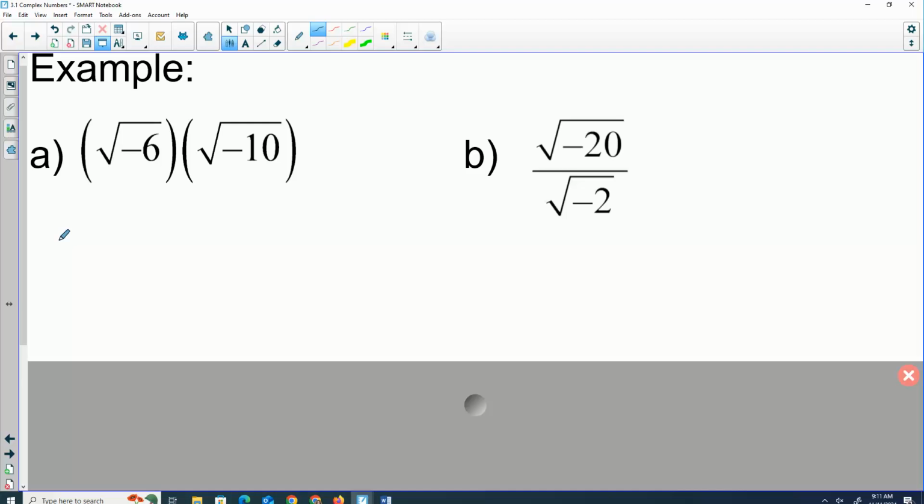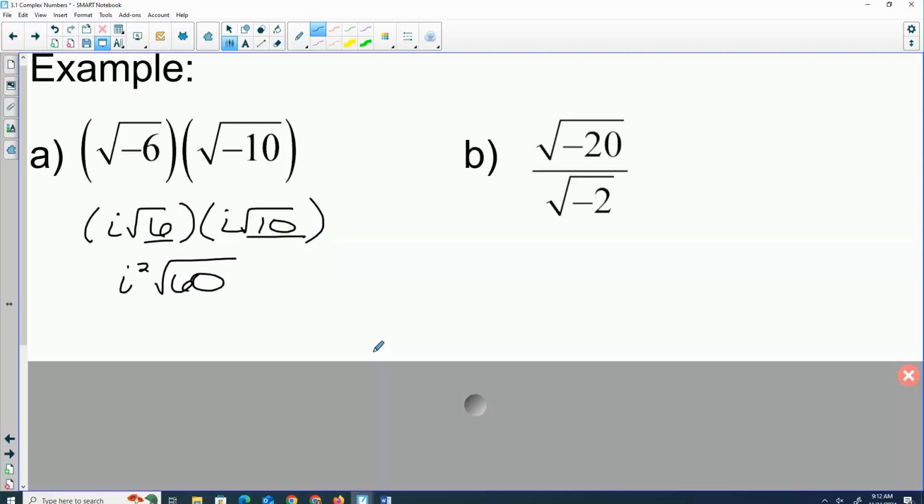So if I have the square root of -6, what do I need to do? Take the negative out, so it becomes an i. I can't do the square root of 6, so I'll leave it. Square root of -10. Okay, so now we can multiply them together. Numbers outside the radicals get multiplied, so i times i is i squared. Numbers under the radicals get multiplied, so 6 times 10 is 60.